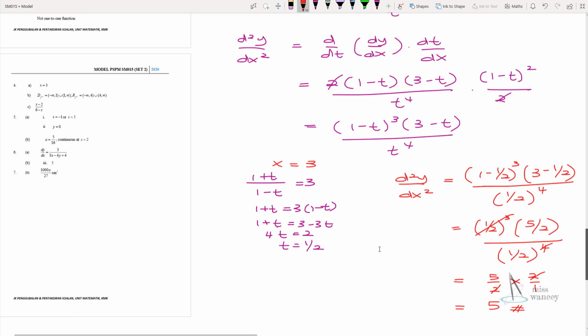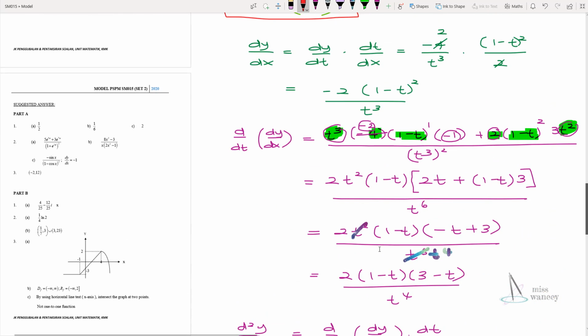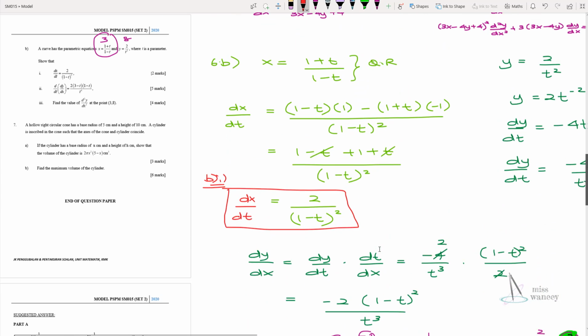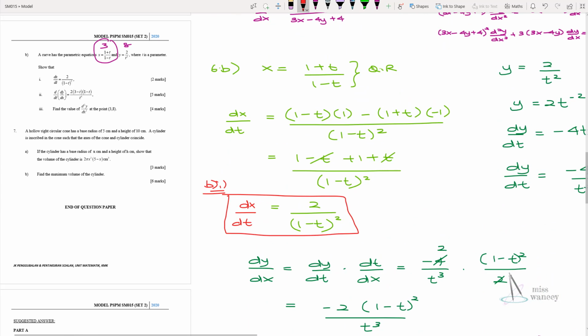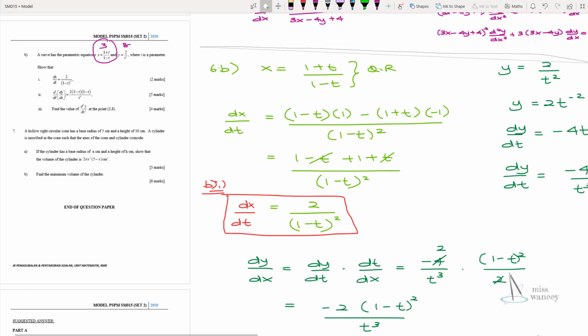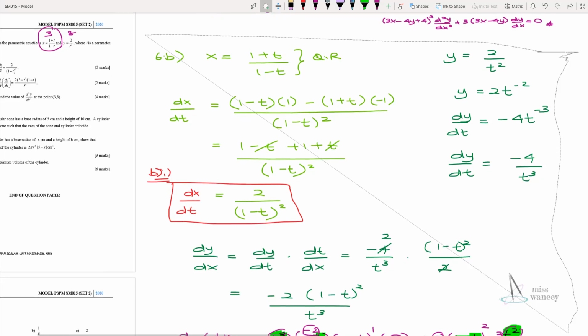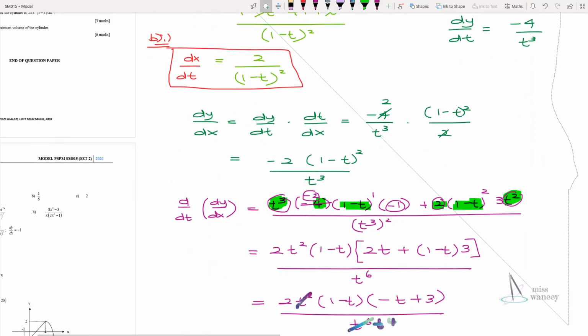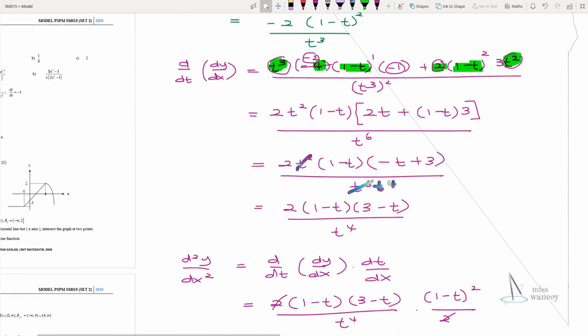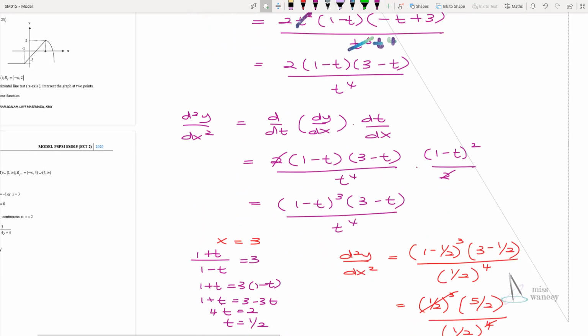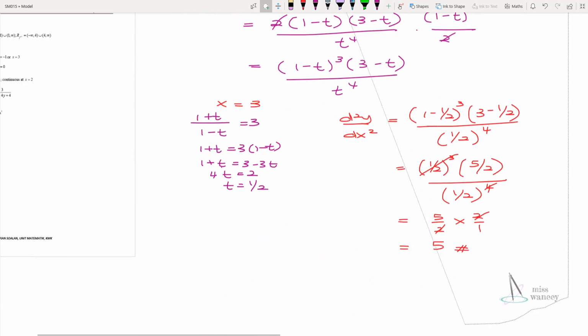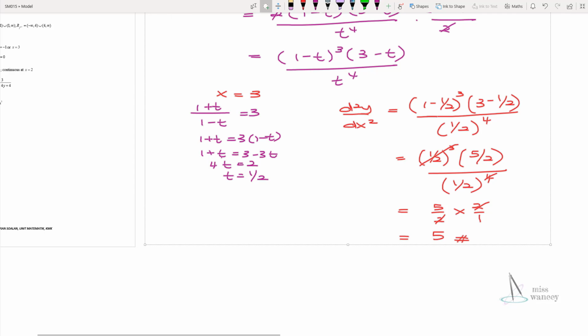Question number 6, B3. That's quite a long one, right? Okay, so I think we can do question number 7 now. But before that, let me do something with this first. So nanti dia hilang, nanti kita tak perasan. Okay, group this one.